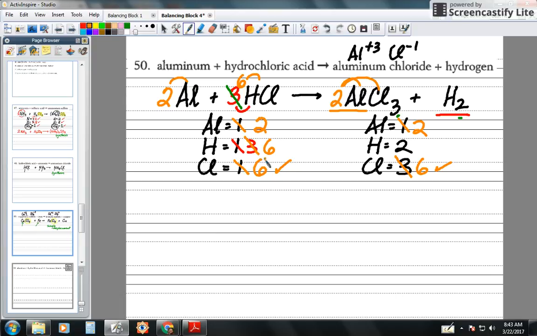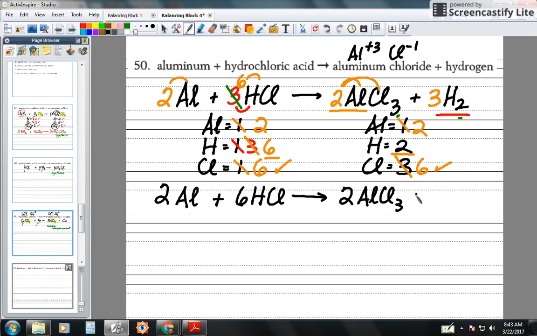And then how do you fix the imbalance in the hydrogen? Very simply, putting a 3 next to the diatomic hydrogen. And so I'm going to rewrite the final answer. 2 moles of aluminum react with 6 moles of hydrochloric acid, and this produces 2 moles of aluminum chloride and 3 moles of diatomic hydrogen.